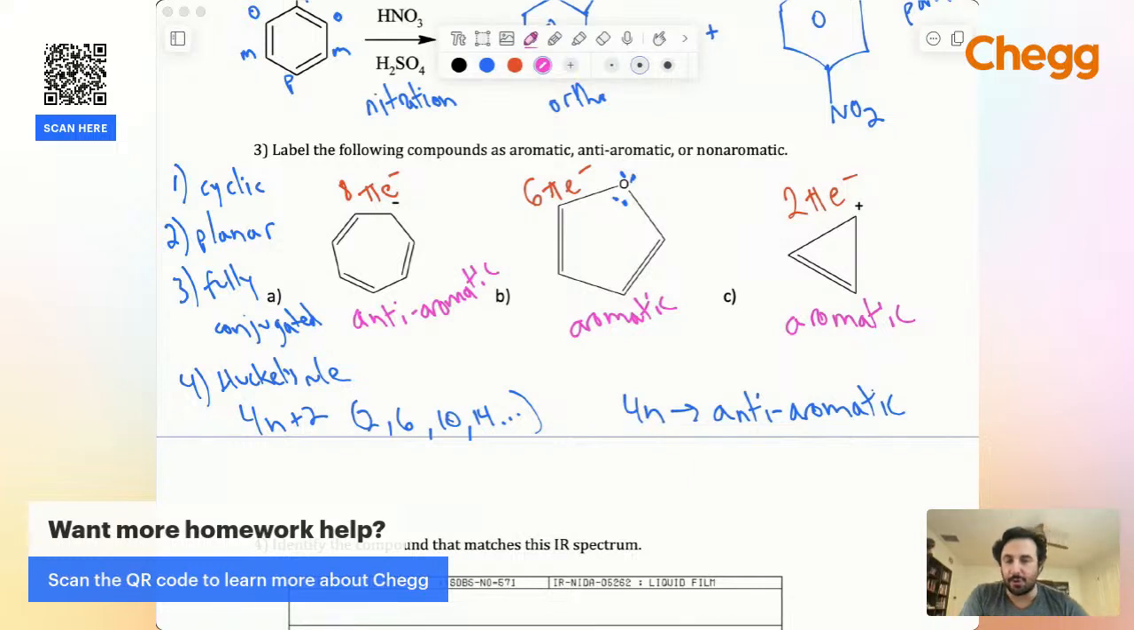M sub L refers to an individual orbital among the set of degenerate orbitals. M sub S is the spin number. So you can fit 2 electrons in each orbital, 1 spin up, 1 spin down. That way does not violate the Pauli exclusion principle. So every electron in an atom has a unique set of quantum numbers.